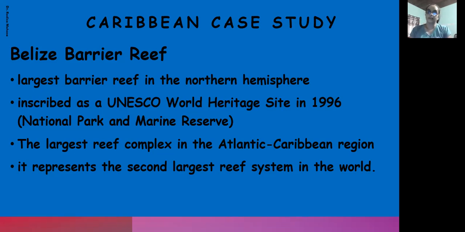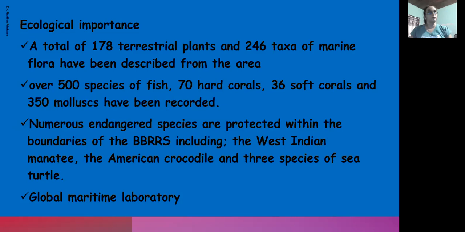What does it mean as a World Heritage Site? It means that the government of Belize has a responsibility to ensure the sustainability of the reef through policies and laws and so on, different mandates and so on. It is the largest reef complex in the Atlantic Caribbean region, and it is the second largest reef system in the world. Okay, so the Belize Barrier Reef, if you have not already read about it, is one of those reefs that you can use as an example when you're talking about the different points that we'll be coming up to.